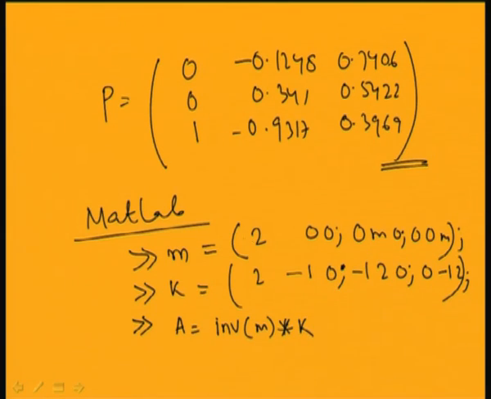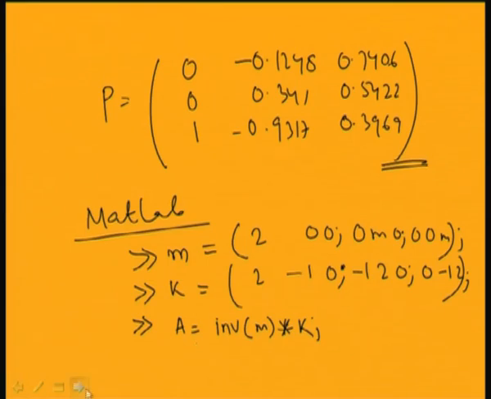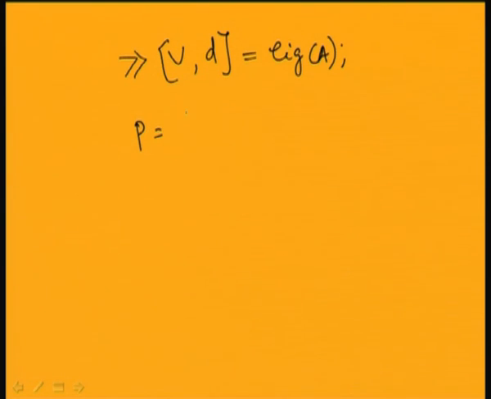As I have the mass matrix and stiffness matrix, I can find the A matrix, and then by finding the eigenvalues of this A matrix, I can find the eigenvalues and eigenvectors simultaneously. So, I can write [V, D] equal to eig(A). This will give me the eigenvalues and eigenvectors, so I can get the phi matrix or the P matrix directly. Here V is the P matrix.